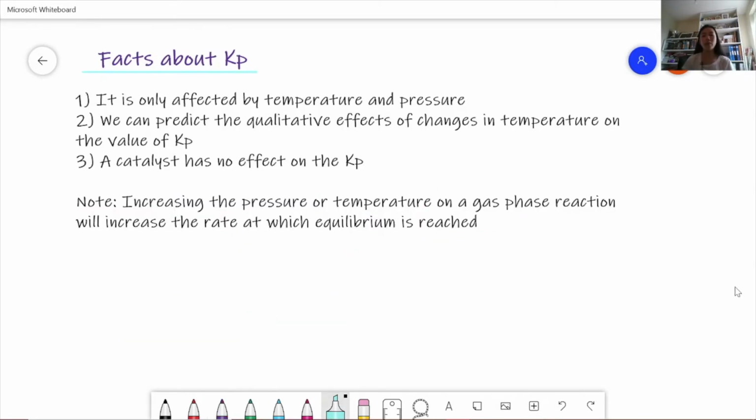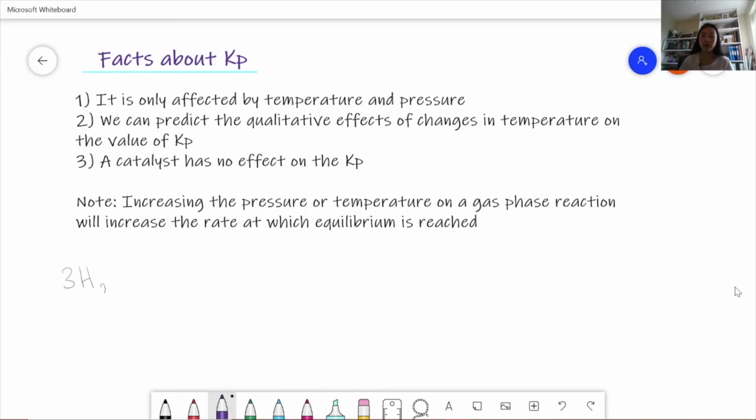So there are three very important things to remember about Kp. And the first is that it's only affected by temperature and pressure. So when we alter the concentration, then it isn't affected. So the Kp stays as the same value. The second is that we can predict the qualitative effects of changes in temperature on the value of Kp. And then for number three, a catalyst has no effect on the Kp. Please note that increasing the pressure or temperature on a gas phase reaction will increase the rate at which equilibrium is reached.